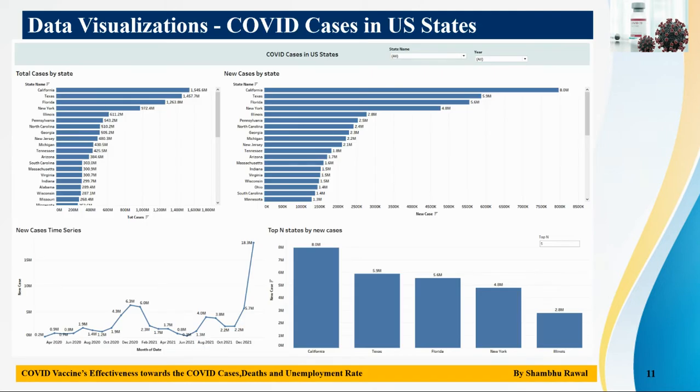This is the Tableau dashboards. In this Tableau dashboard, I have four different interactive charts. I have a filter on state name, and here we can see these on top of the charts. The first, top left chart belongs to total COVID cases.